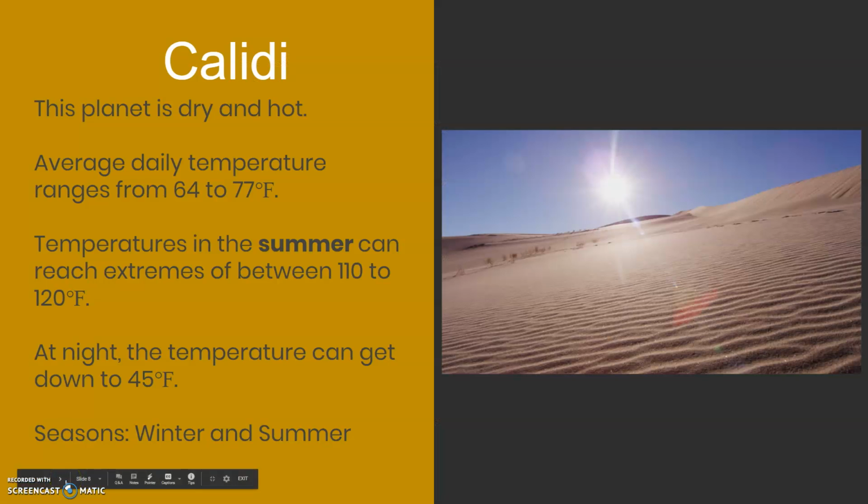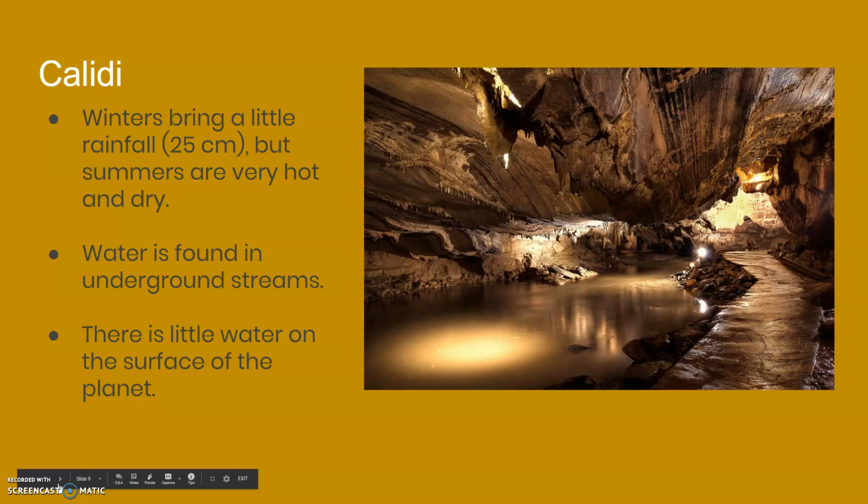Khalidi, another planet. This planet is hot and dry. The average daily temperature ranges from 64 to 77 degrees Fahrenheit. Temperatures in the summer can be extreme, between 110 and 120 degrees. At night, the temperature can get down to 45. This planet has 2 seasons, winter and summer. Winters bring a little bit of rainfall, about 25 centimeters per year, but the summers are very hot and dry.